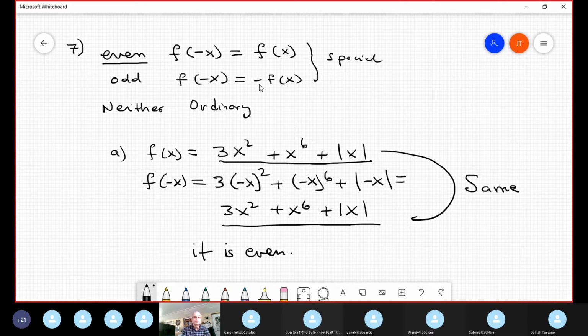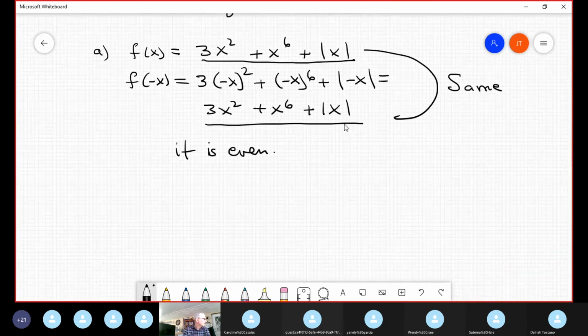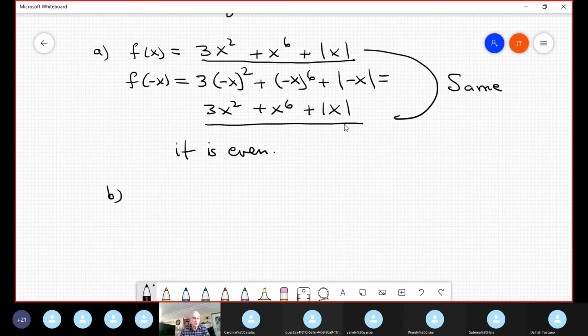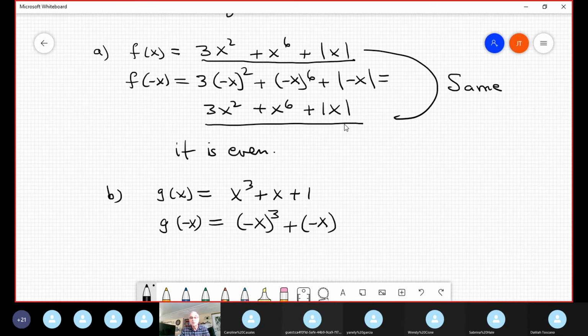Any question? Let's go to B. B, the name of the function is G, and G is x cubed plus x plus 1. To prove algebraically whether G is even, odd, or neither, you make a reflection. You replace x for negative x cubed plus negative x to the first power. The power here is 1, plus 1.